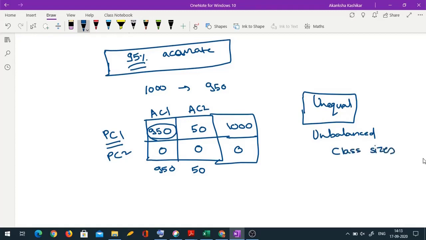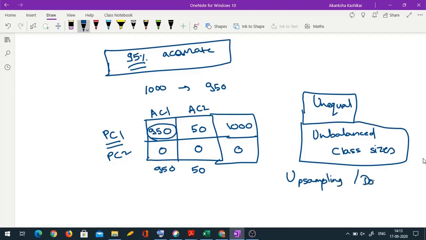There are multiple ways of handling unbalanced class sizes. Some people do what is known as upsampling or downsampling. What is upsampling or downsampling? Upsampling is you just repeat some rows from the minority class randomly. As a result, the number of observations in the minority class increases. Downsampling is the reverse of that. You delete some of the rows from the majority class randomly. So you have roughly equal class sizes.